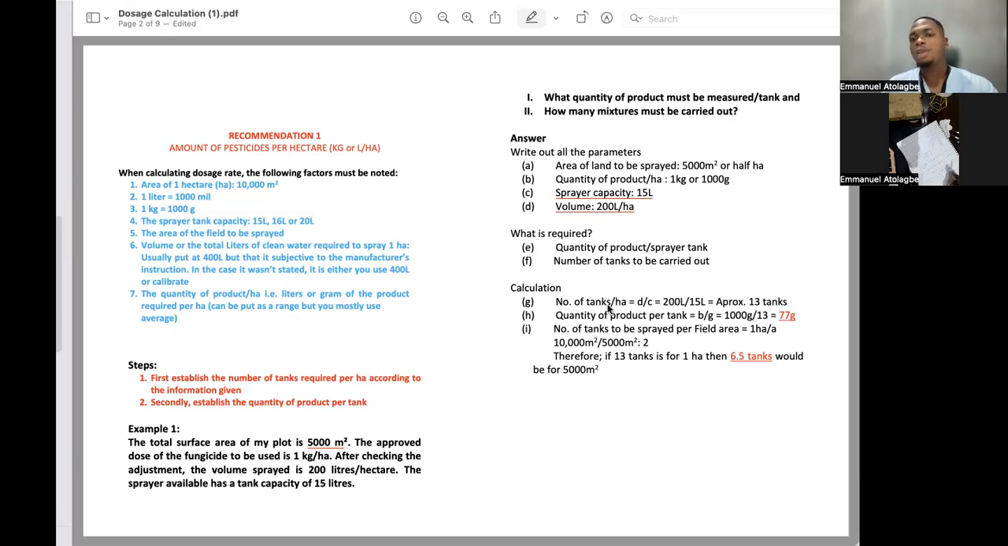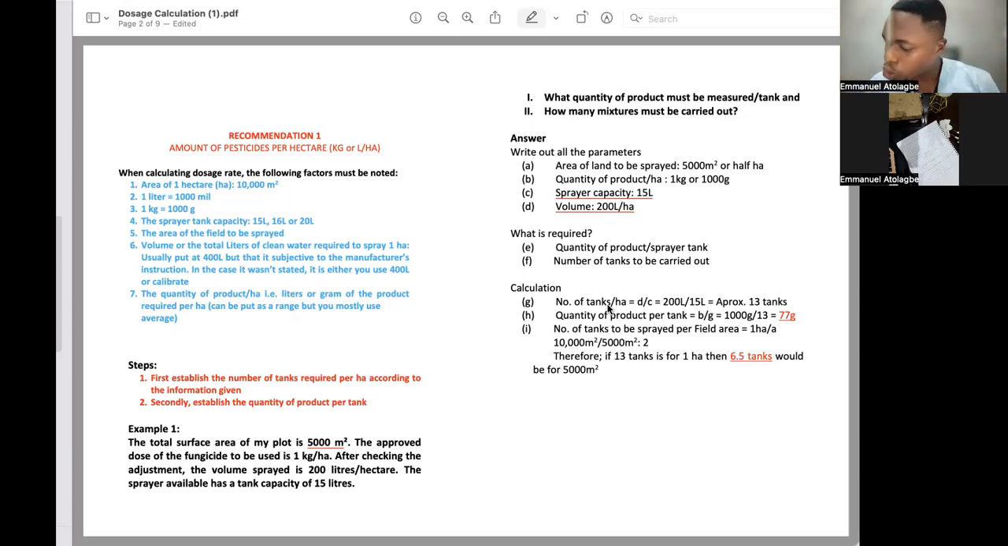Now, to get the dosage that will be in one 15 liters knapsack, what would you do? The whole 1 hectare, the amount it takes to saturate it, that is 1,000 grams. You divide it by the number of times you go to the field. So you will be able to get the amount of grams per tank. If you do 77 times 13, that's the amount it will take to saturate.